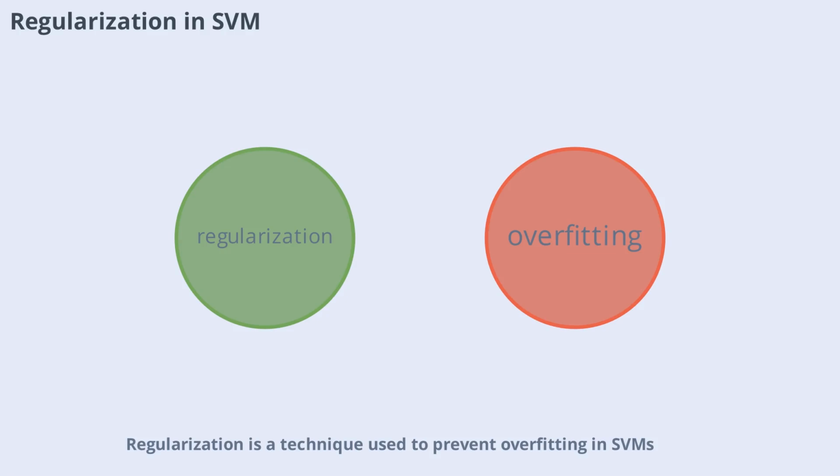Regularization is a technique used to prevent overfitting in SVMs. By adjusting the regularization parameter, you can control the trade-off between maximizing the margin and minimizing classification errors. Proper regularization leads to models that generalize well to new data.